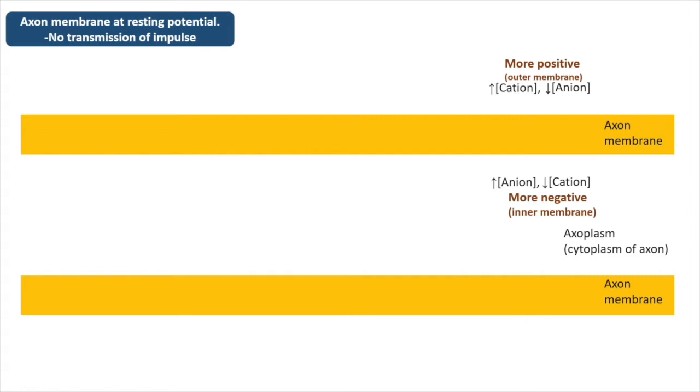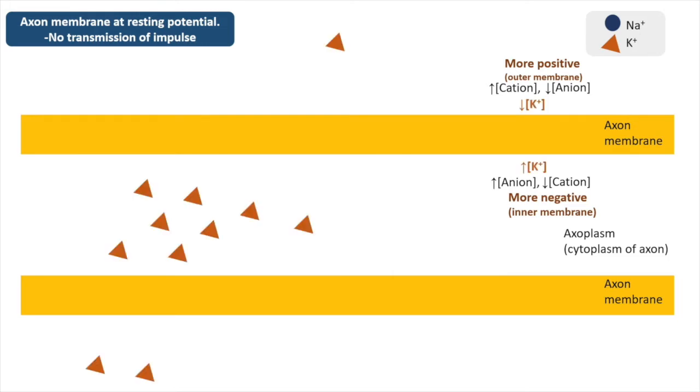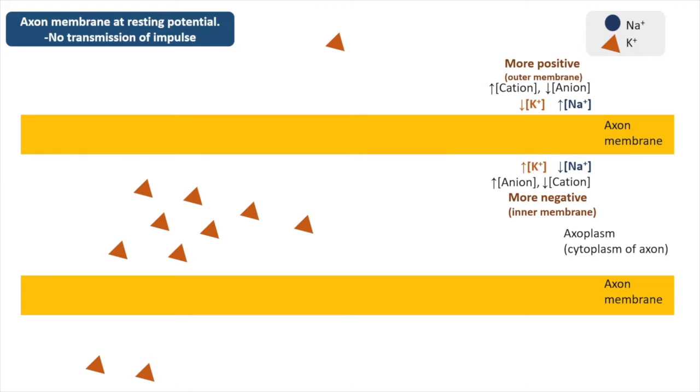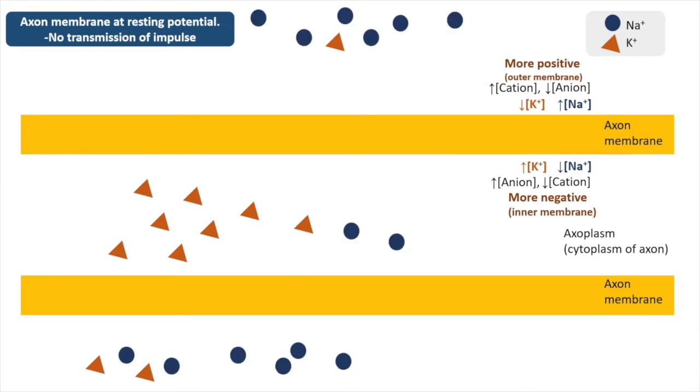The inside of the axon is more negative due to the anions that are more concentrated inside of the axon and more potassium ions at the inner membrane. The outside of the axon is more positive due to the cations that are more concentrated outside of the axon and more sodium ions at the outer membrane.